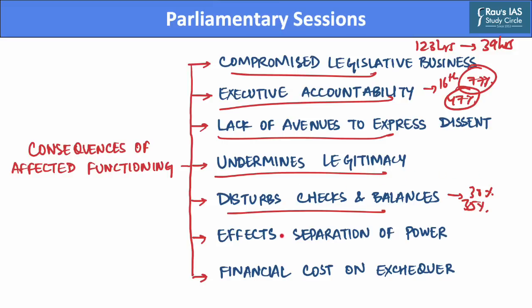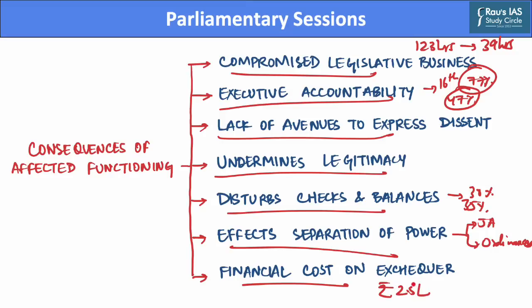Further, it also undermines the separation of powers. A non-functional legislature might pave the way for the judiciary to undertake judicial activism. Further, it might also enable the executive to circumvent the legislature by using the route of ordinances. In the end, affected functioning of the parliament also imposes a significant financial cost on the state exchequer, as according to a government estimate, each minute of parliament costs about rupees 2.5 lakhs, and disruption of the parliament has led to a loss of crores for the state exchequer.